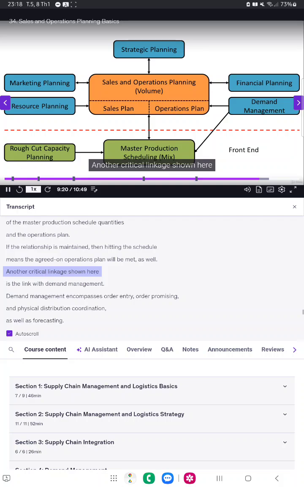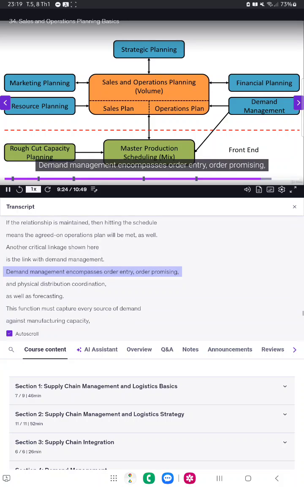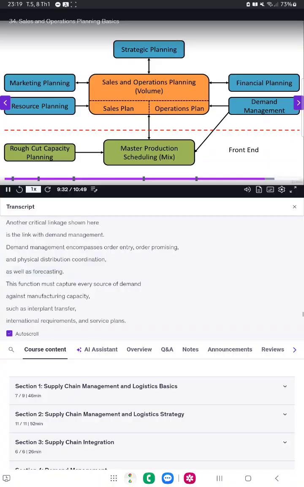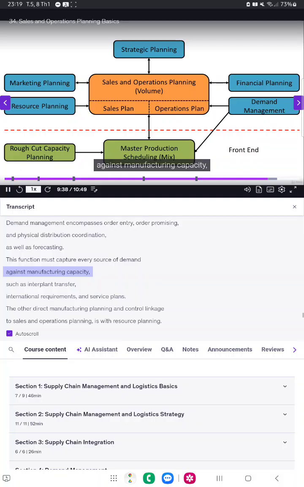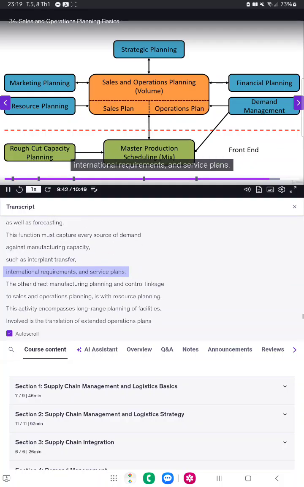Another critical linkage shown here is the link with demand management. Demand management encompasses order entry, order promising, and physical distribution coordination, as well as forecasting. This function must capture every source of demand against manufacturing capacity, such as inter-plant transfer, international requirements, and service parts.